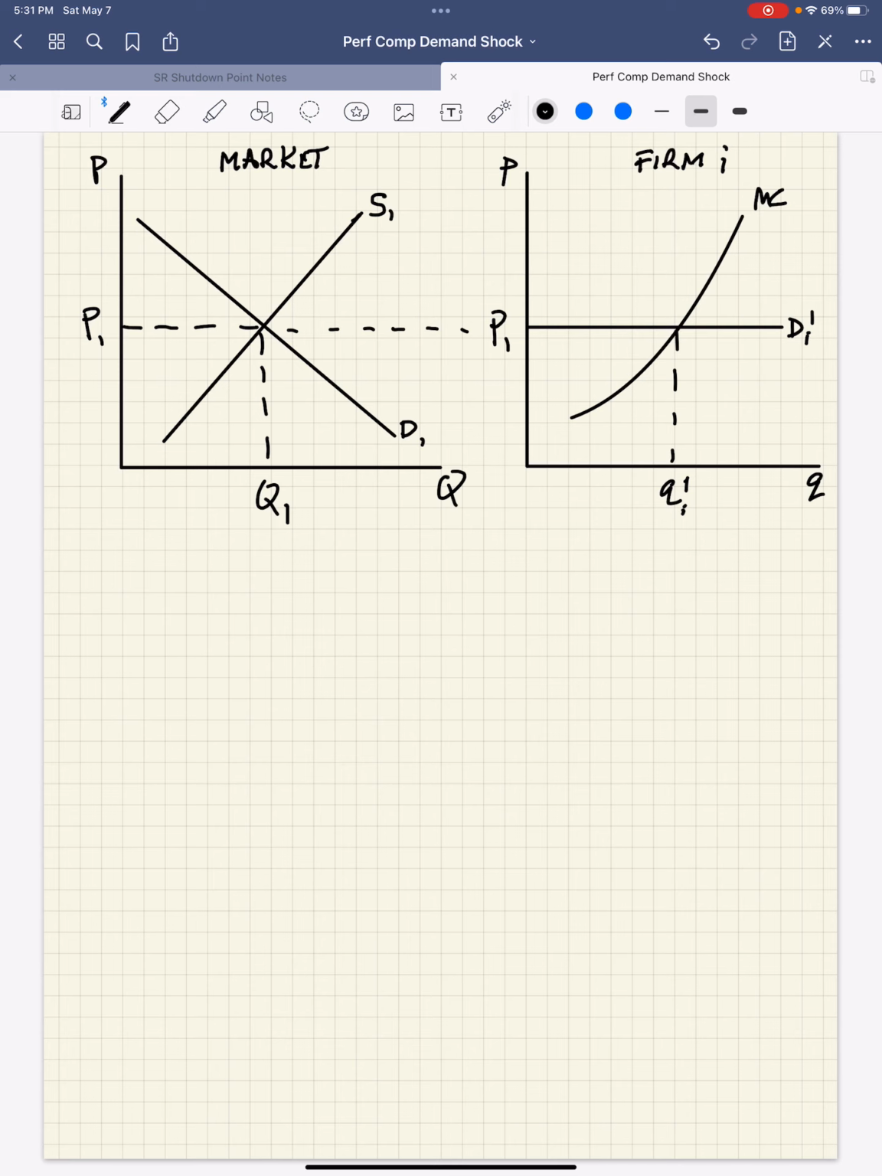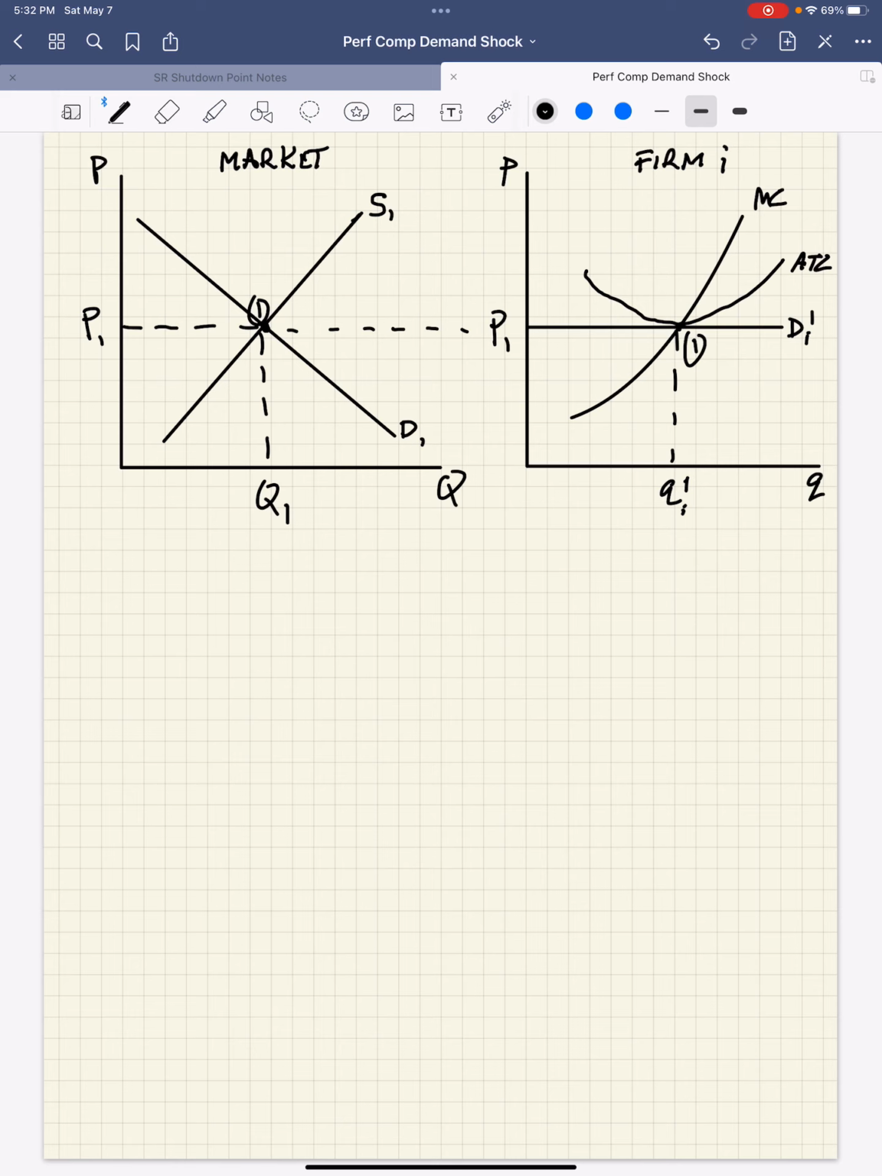So if we want to show this initial situation as a long-run equilibrium, remember we have to add that element of every firm making zero economic profit. So to show that, we have to add the average total cost curve just touching that demand curve at the same point it intersects marginal cost. So at the optimal point, price equals average total cost and profit is zero. So that's the initial situation. Call that combination point 1 on both diagrams.